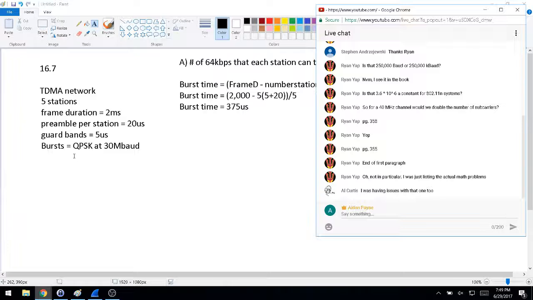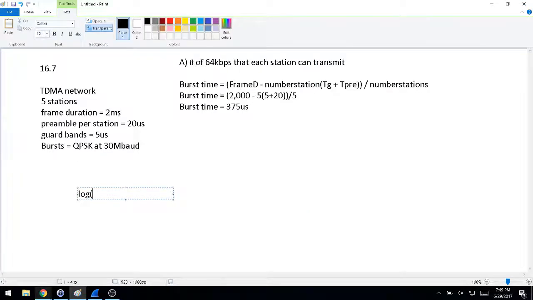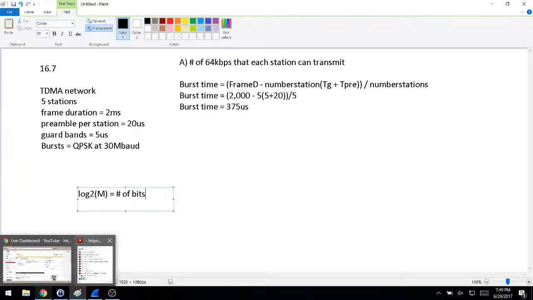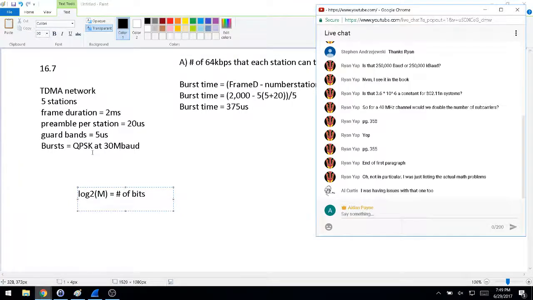So again, we're using QPSK as our modulation scheme. So to solve this, we have log 2 of m equals the number of bits. And it might help you if I say that QPSK is short for quadrature phase shift keying. Quadrature.